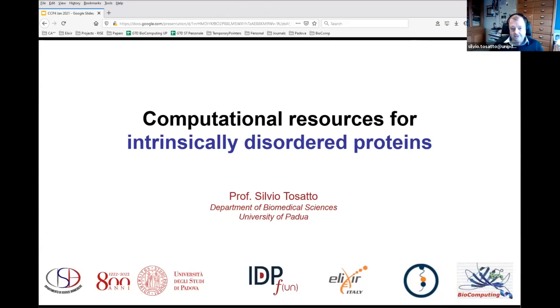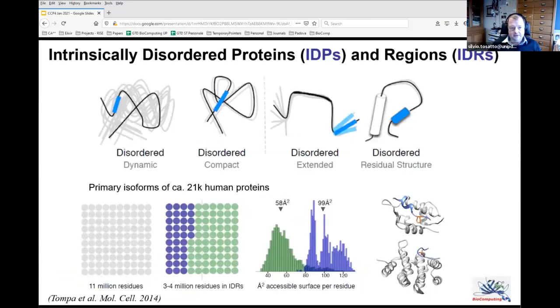I will be talking about several of the computational resources for IDPs we have been developing in the lab over the last couple of years. First of all, a few words about IDPs in general. You've already heard about intrinsically disordered proteins and regions. This is just a brief recap.